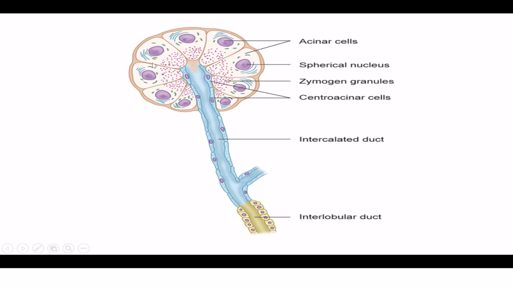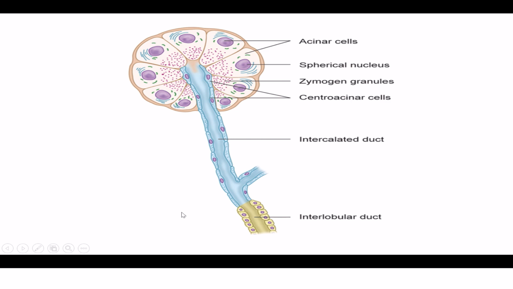So you can see here, this is the secretory acinus. You can see the intercalated duct beginning, which is lined by the centroacinar cells. So each acinus in the center will show a lumen. Along the lumen, they will show the centroacinar cells. So they will secrete into the intercalated duct, which will drain to the interlobular duct, which ends in the main and accessory pancreatic ducts.